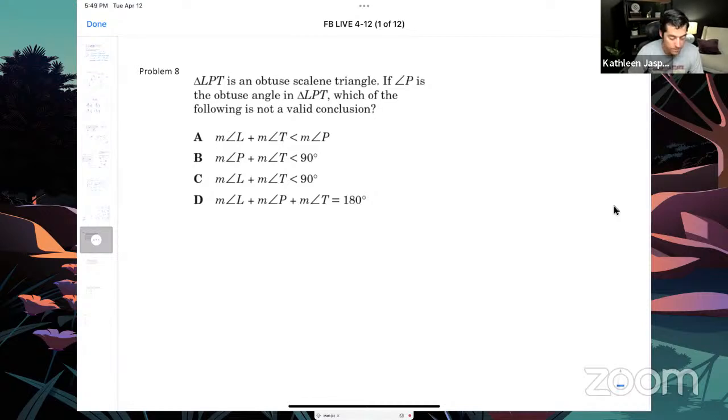Okay, so again, back to triangles. And now we've got this right here. What is an obtuse scaling triangle? Well, let's start with scaling. A scaling triangle is just a triangle. I never draw them correctly. A scaling triangle is a triangle.